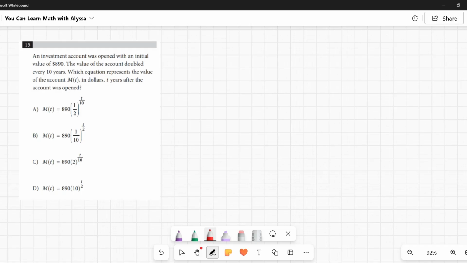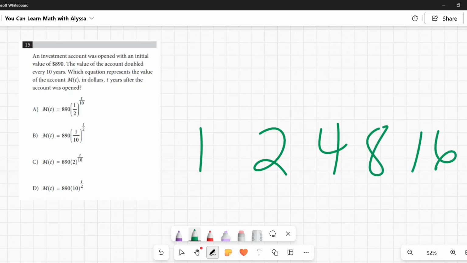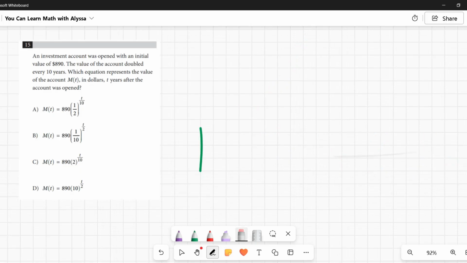The fact that it's doubling every 10 years means this is growing exponentially. So if you started with $1, then it would be $2, $4, $8, $16. And if you graph that, you're going to get a curve that's going upward. If it is simple interest, it's linear. The difference is that with simple interest, you're only earning interest on your initial investment, and that's it.